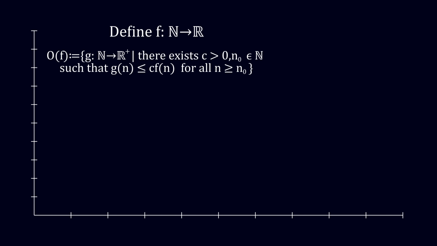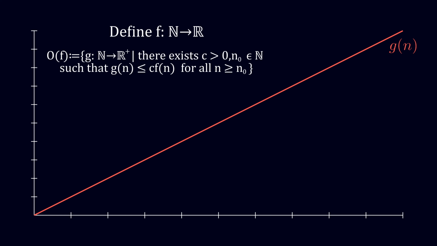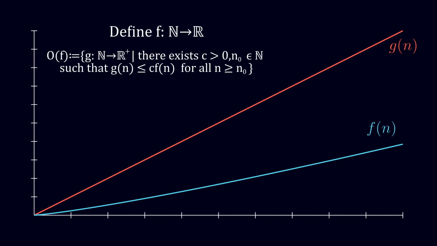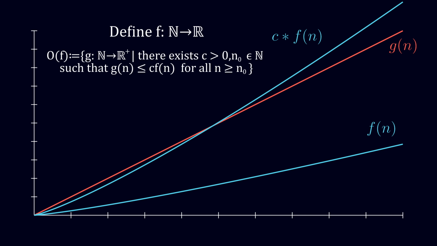This can be seen in this graph. Let's plot some arbitrary function g that is in some O of f. Let's plot this f at first below g. Now there exists some constant c that pushes our function f above the function g for all n past n0. This is what it means to have an asymptotic upper bound. After some threshold n0, it will always be above or equal to g, and it will never be smaller.